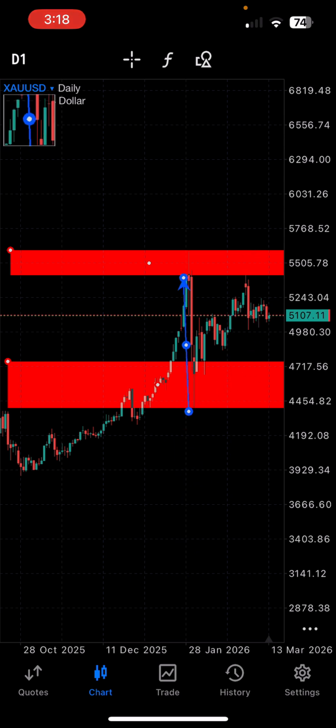We are seeing a drop here. With a drop like this, you should not enter for the sells here. You have to wait for it to come back before it pushes back up, or it breaks this zone, before we sell. That is what we are seeing in the daily time frame.